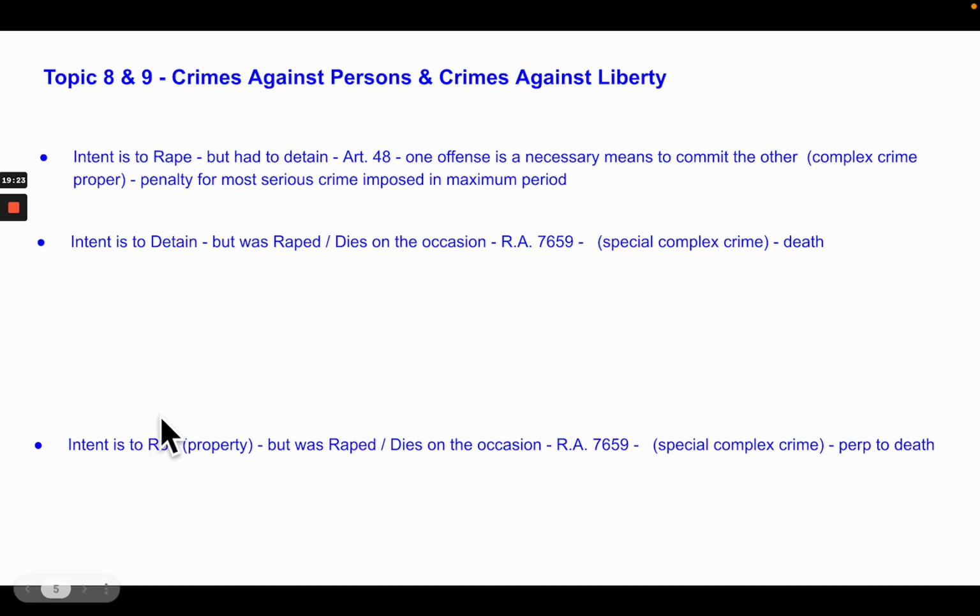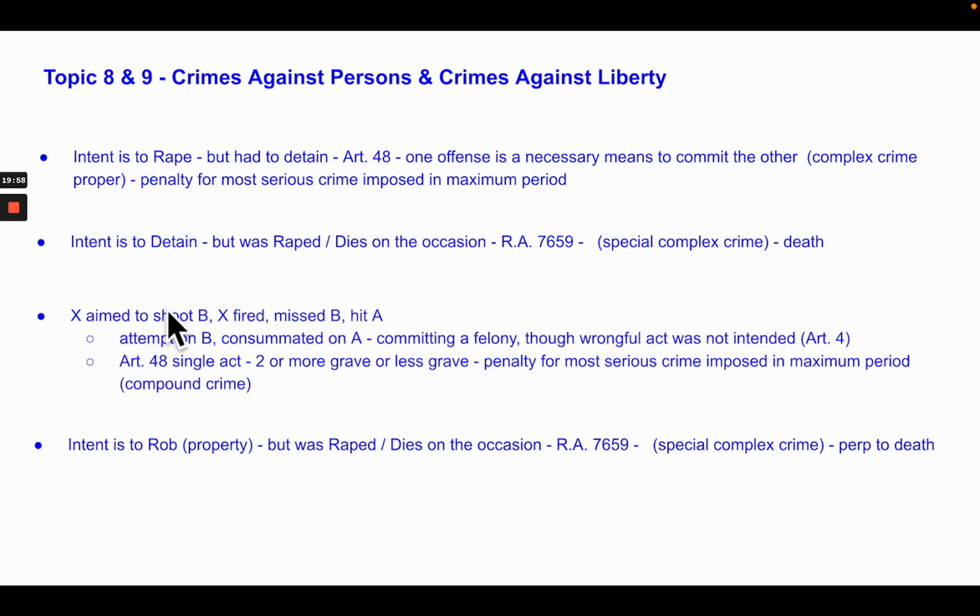There's a crime against property, the robbery. There's a crime against persons, the rape or the dying. But because of RA 7659, it becomes a special complex crime. The penalty is reclusion perpetua to death if there is a robbery, but on the occasion somebody was raped or somebody dies. That makes it a special complex crime. That is why when you define special complex crime, part of the definition says it is specifically defined by the law.